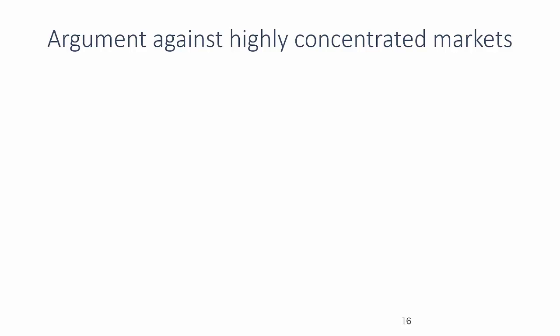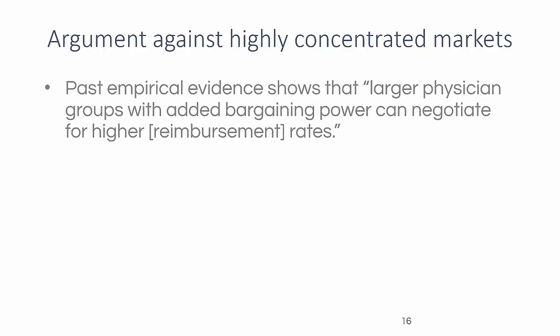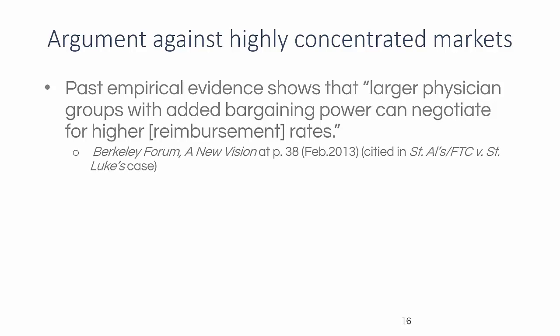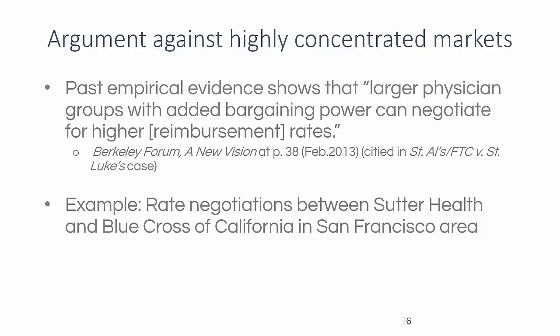And the argument in favor of aggressive enforcement of antitrust laws to prevent highly concentrated markets includes empirical evidence that shows that the rates providers negotiate with insurance companies tend to go up in highly concentrated markets. The court in the St. Luke's Saltzer case cited an article summarizing how large physician groups with added bargaining power can negotiate higher reimbursement rates. And another example we looked at is the rate negotiations between Sutter Health and Blue Cross of California in the San Francisco Bay Area in 2000.